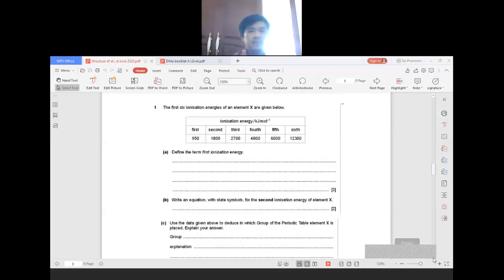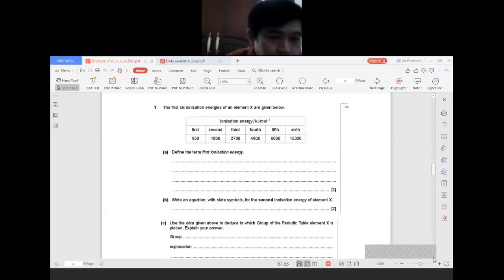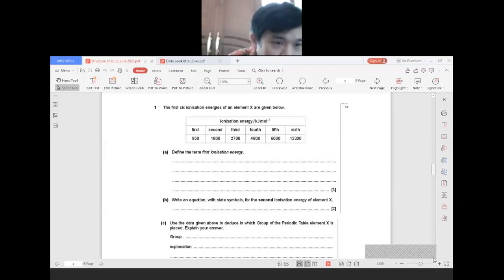The first 6 ionization energy of an element X are given below. Define the term first ionization energy. Okay, Nia had told us the meaning of the first ionization energy.